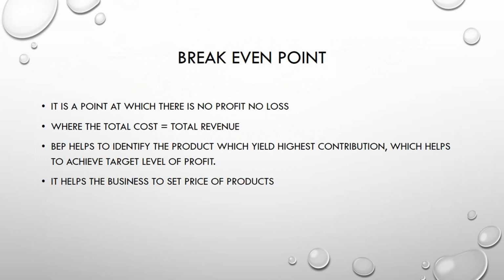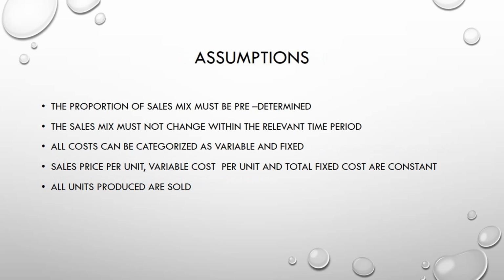Let's see. What do we mean by break-even point? It is a point at which there is no profit and no loss, or a point where total revenue is equal to the total cost. BEP helps to identify the product which has a high yield contribution. It helps to know the target level of profit, and it helps the business organization to set the price of a product. Now we'll see how to calculate BEP for multiple products.